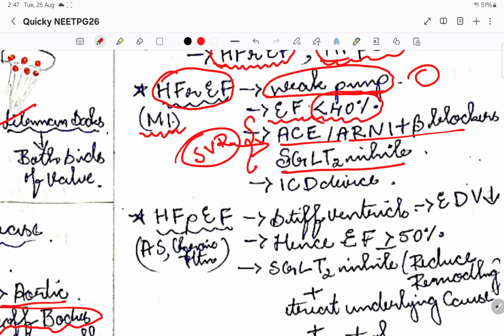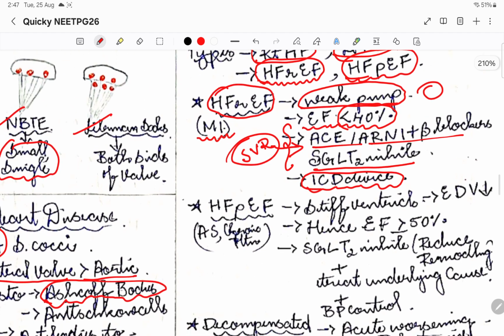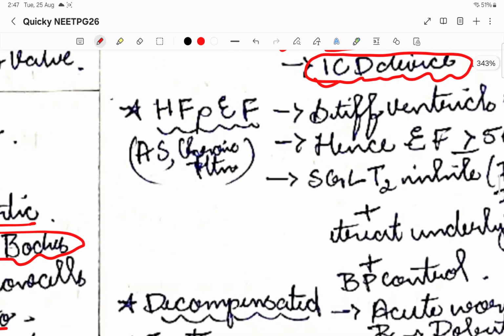Okay, so if complete failure is there, then we are going to go for an ICD device. So this is the management that we do for reduced ejection fraction. Whereas preserved ejection fraction, you are telling heart failure, so there should be reduced ejection fraction, right? But no, here what happens is there will be preserved ejection fraction.